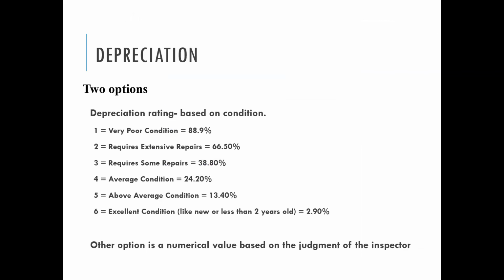So yeah, depreciation is this rating. Again, this is from the U.S. Army Corps of Engineers. So again, 1 is very poor, uninhabitable, dilapidated, and then 2 requires extensive repairs, 3 is some repairs, 4 is average, 5 above average, and then 6 is excellent, which is rare for that one. Or you can choose this number based on the judgment of a professional in your community. Again, having a building official that has those qualifications is helpful if you're dealing with a disaster.